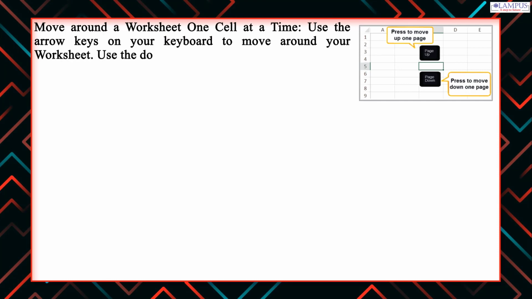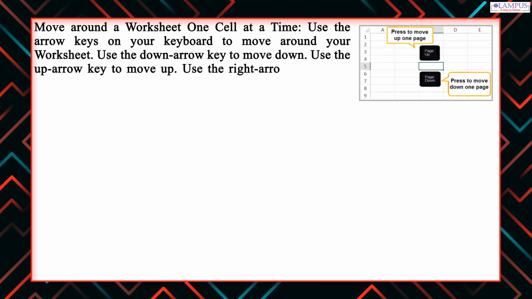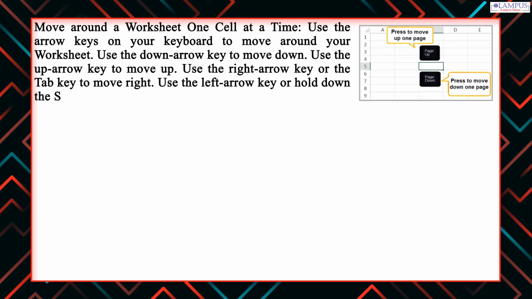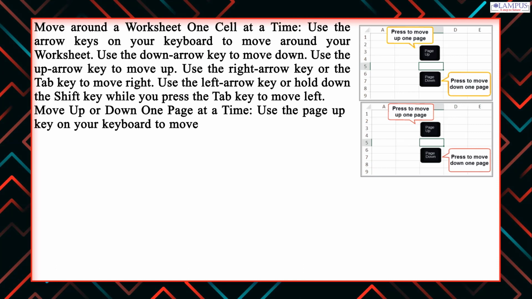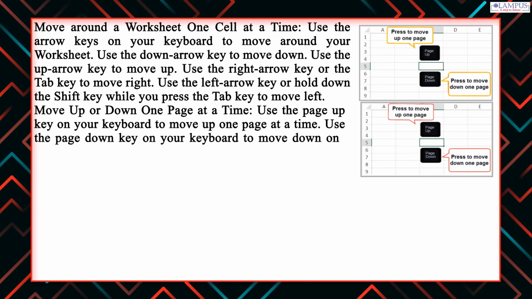Use the down arrow key to move down. Use the up arrow key to move up. Use the right arrow key or the tab key to move right. Use the left arrow key or hold down the shift key while you press the tab key to move left. Move up or down one page at a time. Use the page up key on your keyboard to move up one page at a time. Use the page down key on your keyboard to move down one page at a time.